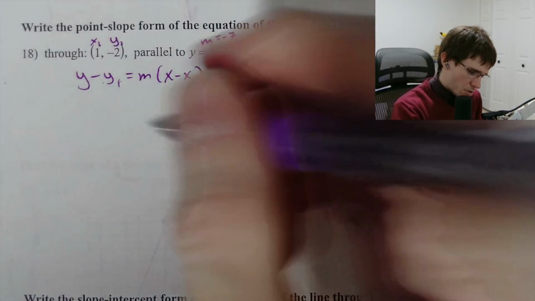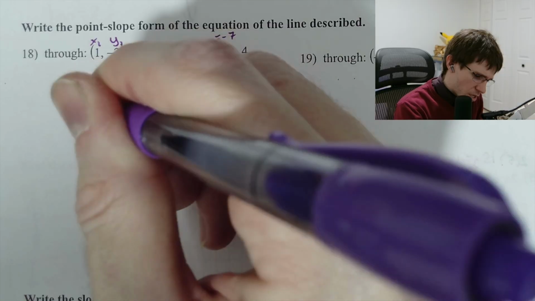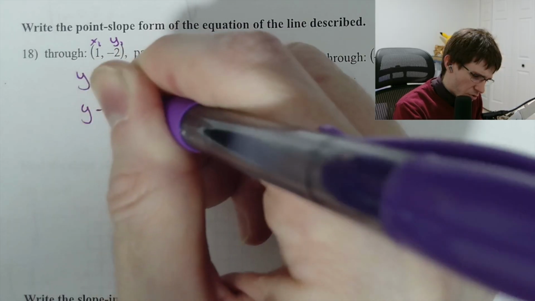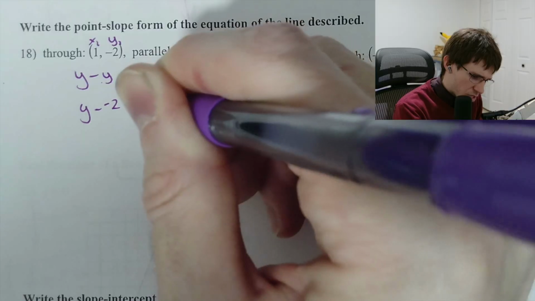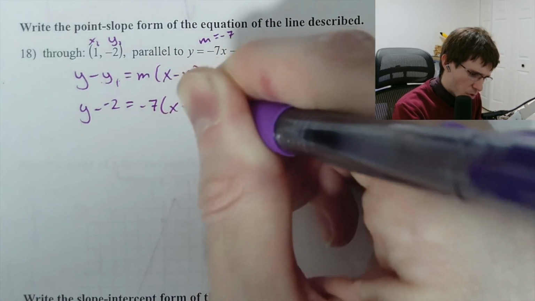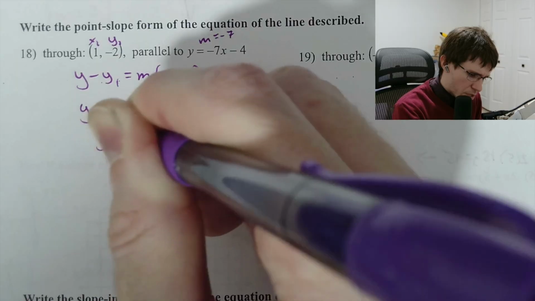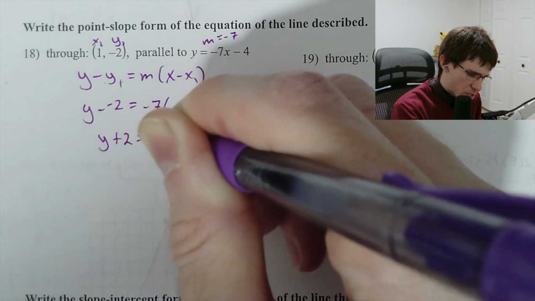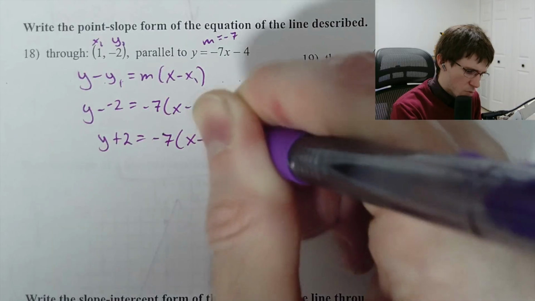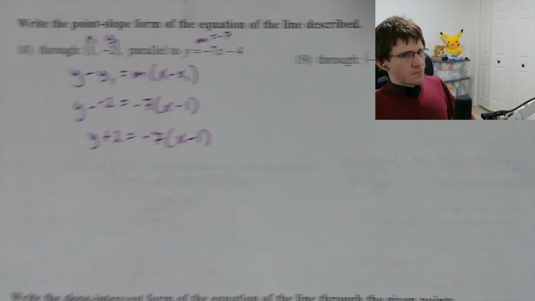And then you just write the answer. You do not have much to do. Y minus a negative 2, so y minus negative 2 is equal to negative 7 multiplied by x minus 1. You do want to rewrite that as y plus 2 is equal to negative 7 parentheses x minus 1. And there you go. You're all done.